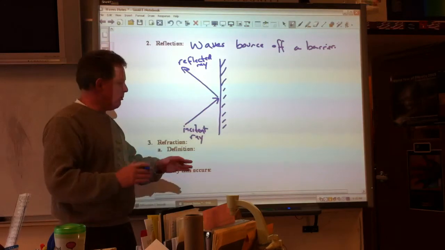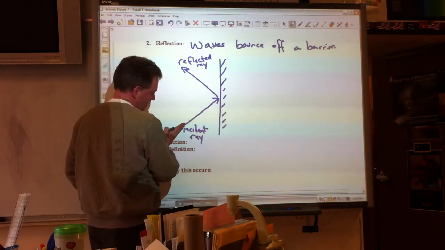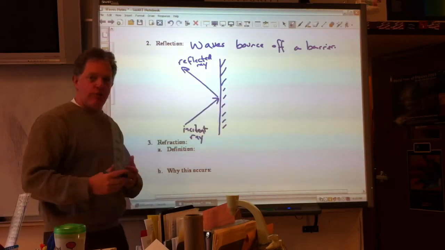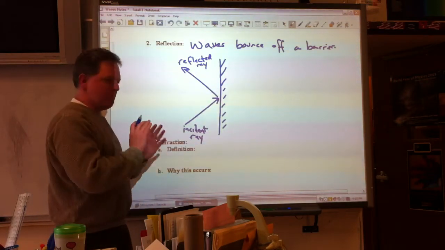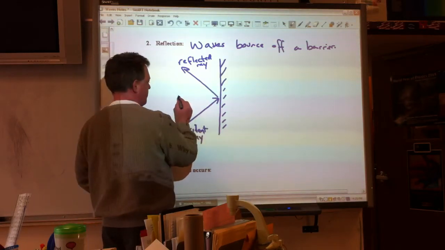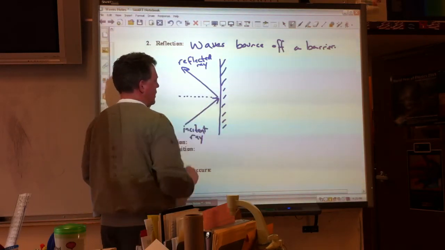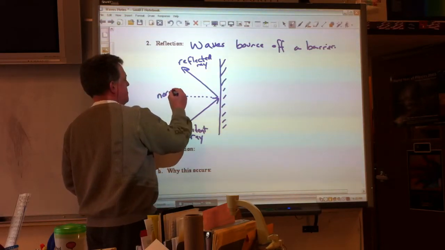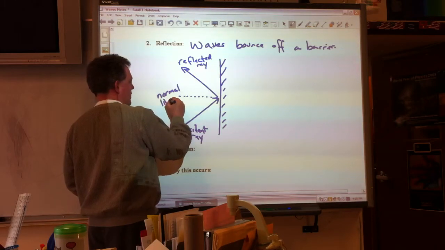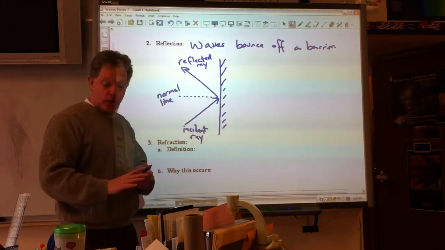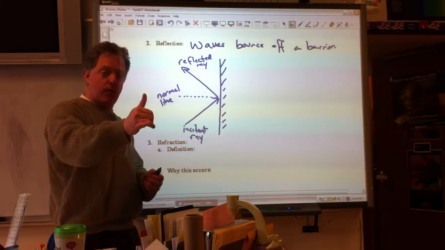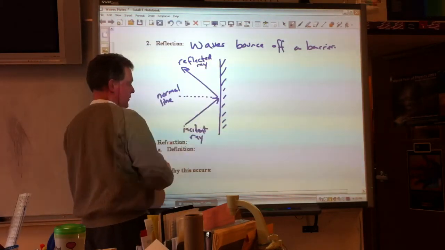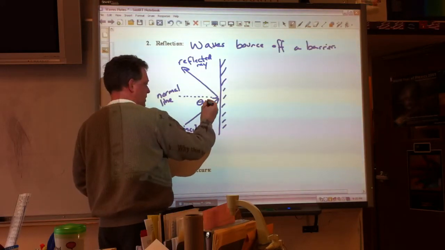Now, it's just like a pool ball, okay? If I'm playing pool and I send the ball into the bumpers at this angle, it's going to come back out. These two angles are going to be equal. But they don't measure those angles. For some reason, way back when people started talking about reflection, they decided to measure all of their angles from a normal line. Remember, normal means perpendicular. The normal force from this table is going to be upward perpendicular to the table. The normal line is perpendicular to the surface. And we always measure our angles relative to that.